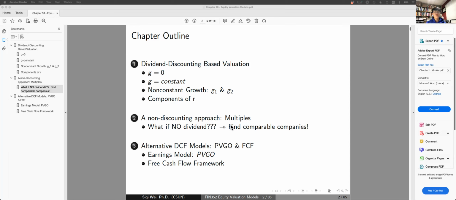The other alternative approach is, what if firms rarely pay dividends? We don't have the inputs. Well, we can use financial ratios, financial multiples, such as the PE ratio or many others. Actually, this is very common in the industry. The third approach is what we call the alternative DCF models. Basically, we will talk about the present value of growth opportunity approach and the free cash flow approach.